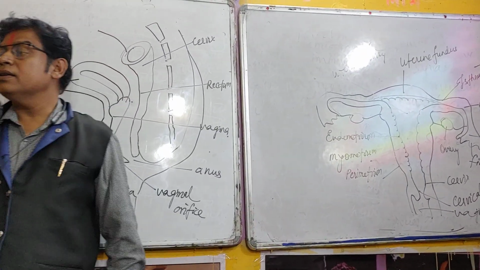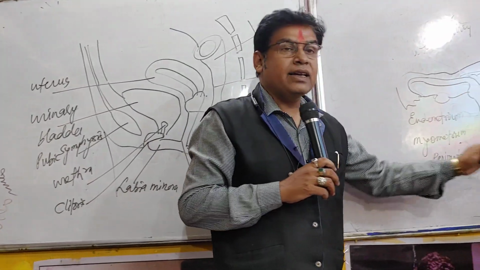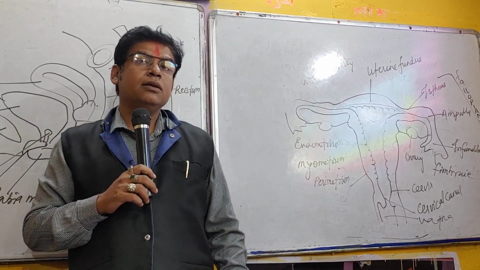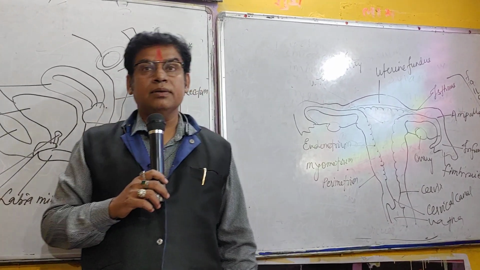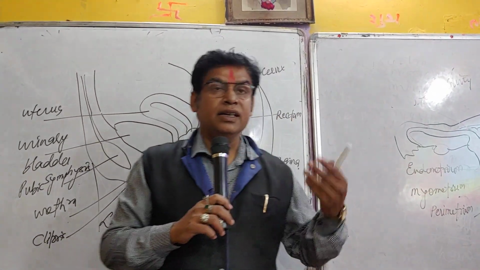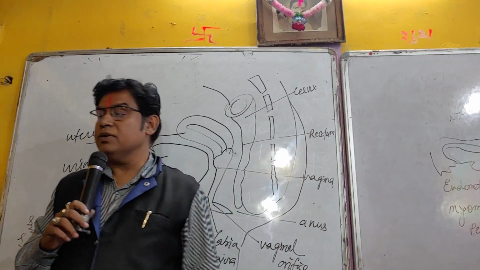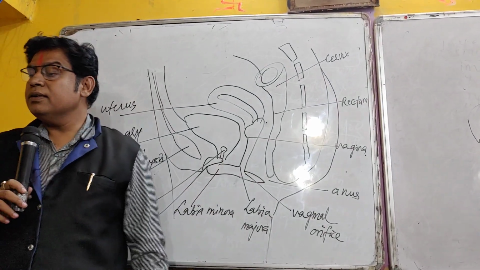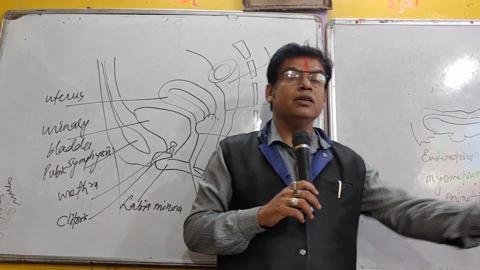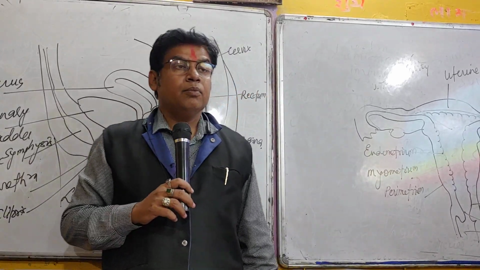Clear? These are the important parts, as you can see. Apart from this, the external genital part, which is not in this diagram, of the female reproductive system is commonly termed the vulva. Clear? That is the external genitalia, which is mostly visible in the pelvic region.